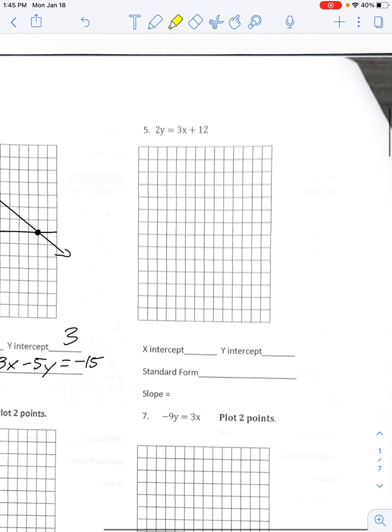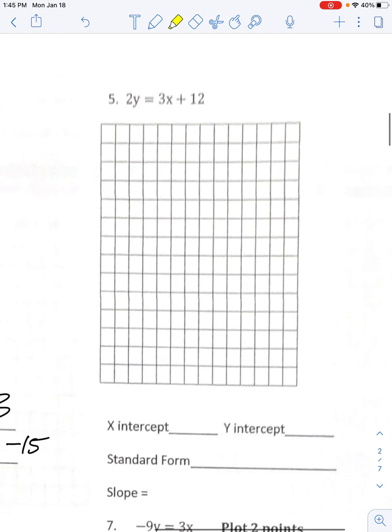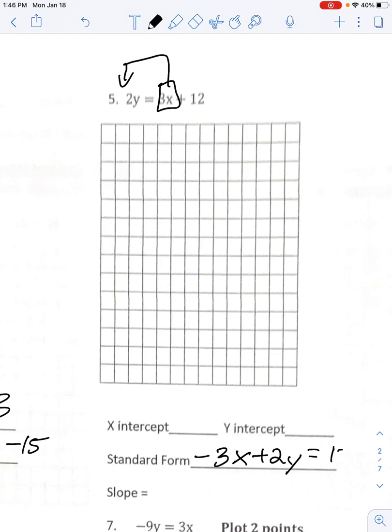All right, number 5. Right here, same principle. Take the x, move it to the front, and change the sign. So negative 3x plus 2y equals 12. All right, draw my axis really quick.